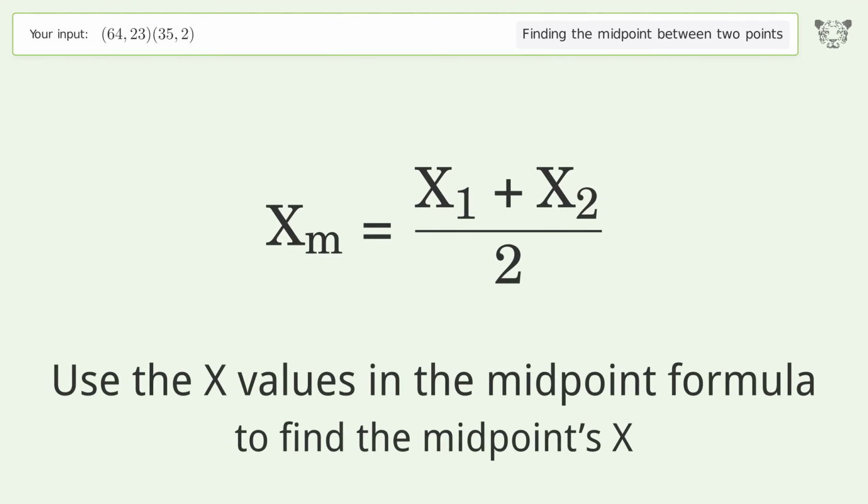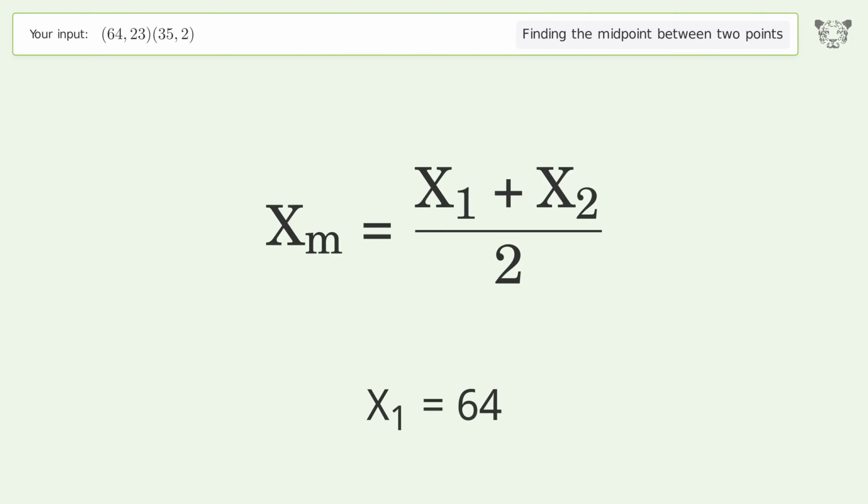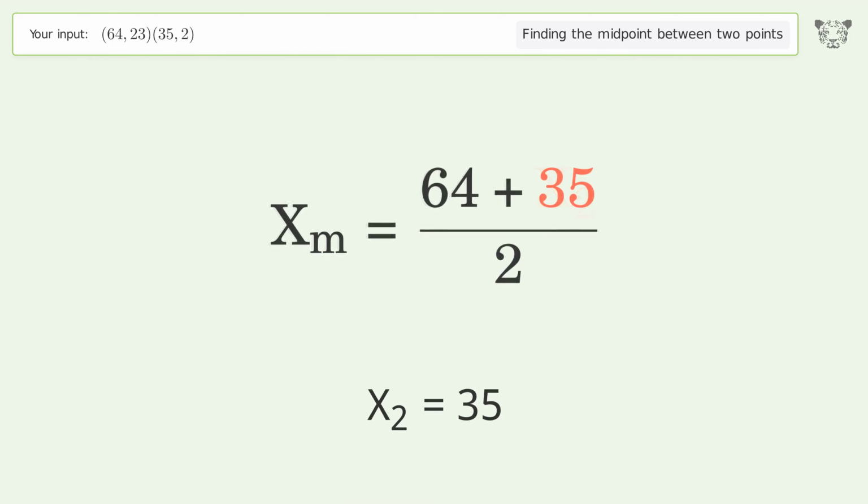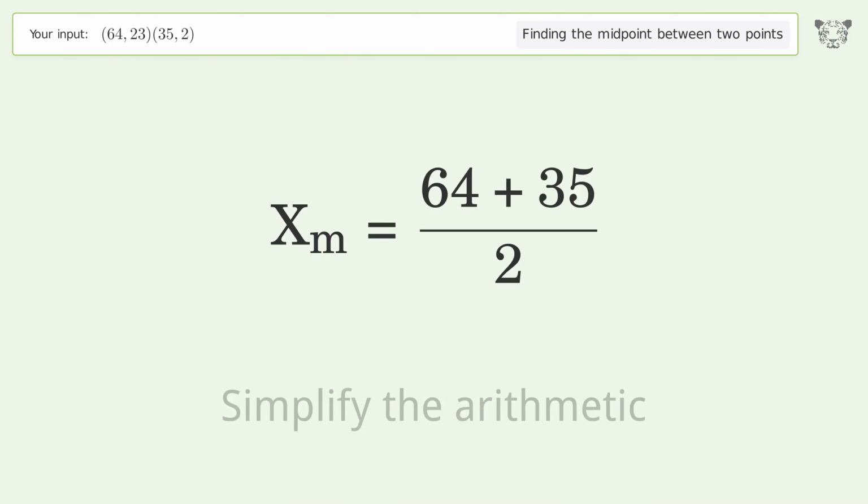Use the x values in the midpoint formula to find the midpoint's x. x1 equals 64. x2 equals 35. Simplify the arithmetic.